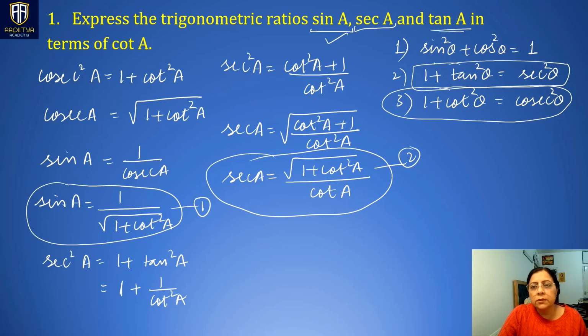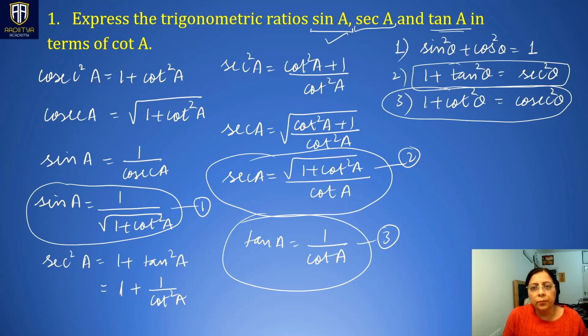Third one is tan A. Tan A is nothing but the reciprocal of cot A. So tan A is 1 upon cot A. This is the third relationship that we were supposed to write.